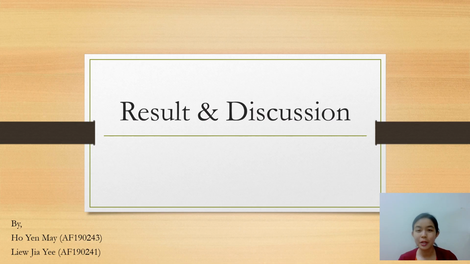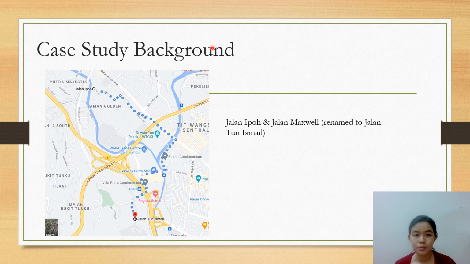My name is Ho Yen Mei. Along with my partner Liu Jiayi, we are going to present the results and discussion of this project. For this project, our case study focused on one of the areas in Kuala Lumpur, located at Jalan Ipoh and Jalan Maxwell. As you can see here, Jalan Maxwell has been renamed to Jalan Tun Ismail, which is the new name right now. And this is the latest map from Google Maps.